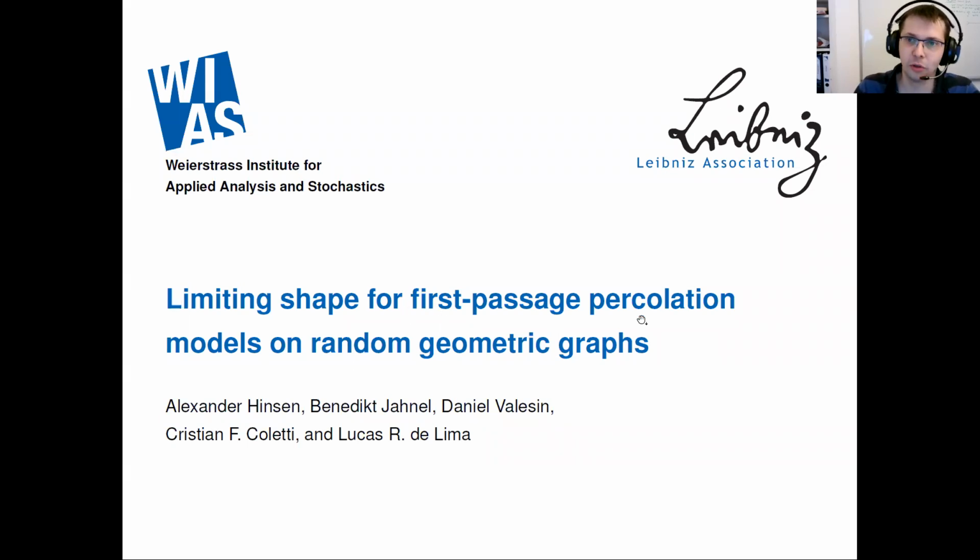First passage percolation was first introduced by Hammersley and Welch in 1965 to study the spread of fluids in a random porous medium. Since then, it has been extensively studied on the Z^d grid, and one of the principal focuses lies on the limiting shape of the growing cluster of reachable nodes from the origin as time increases. Today it's my pleasure to present to you the shape theorem for first passage percolation on Poisson-Gilbert graphs.